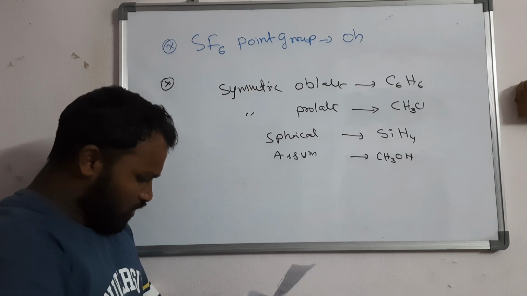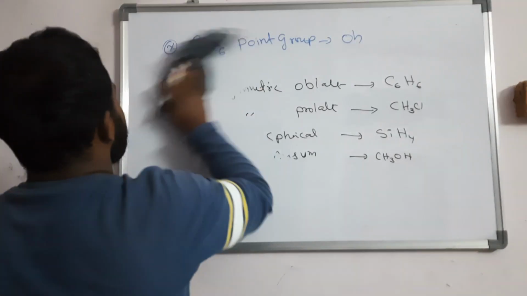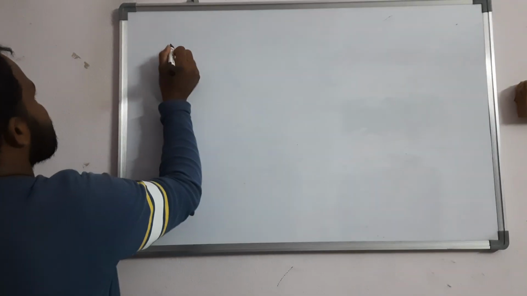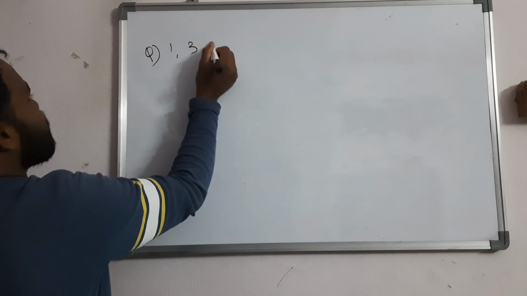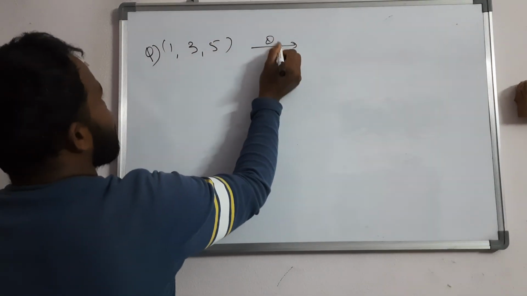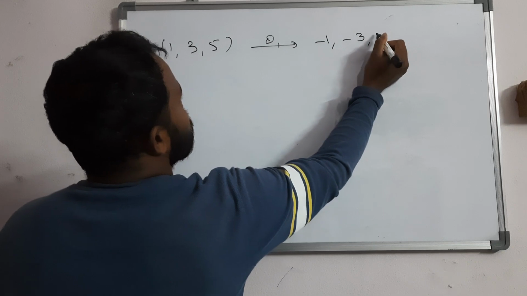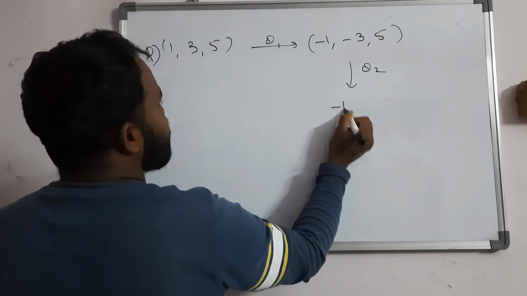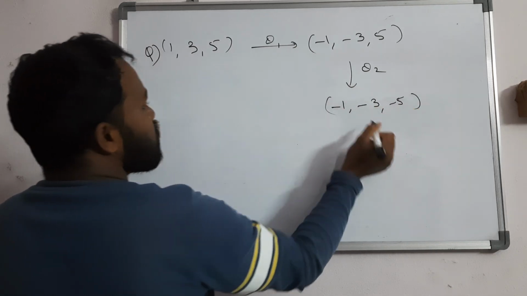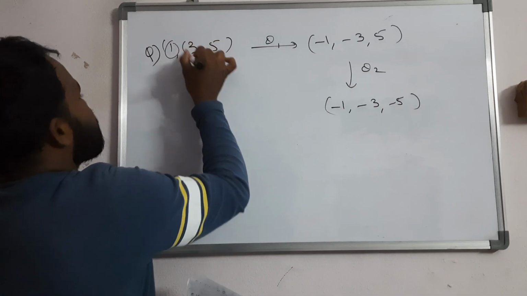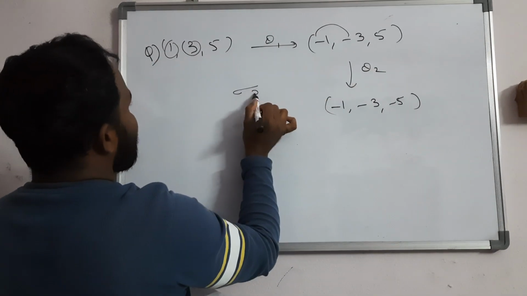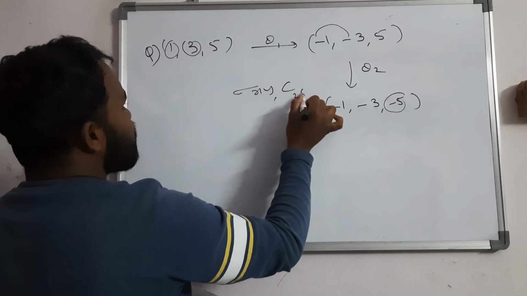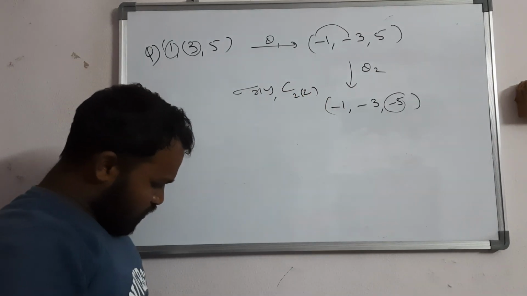And from symmetry one more question, that is 1 3 5 something. They gave theta 1, which was converted into -1 -3 5. For theta 2 they converted to -1 -3 -5. So here only 1 and 3 changed, so we can expect the answer is sigma xy. From this to this z is also changed. The option is given by sigma xy and C2 z. So this is the question they asked.